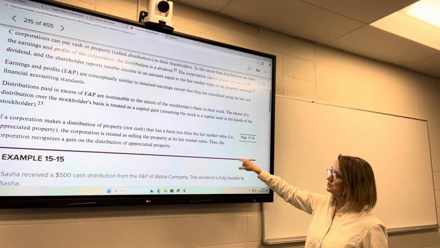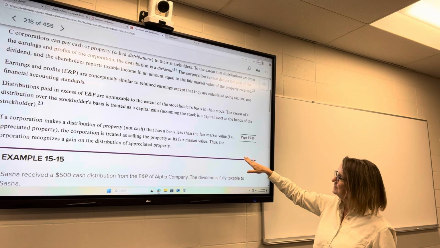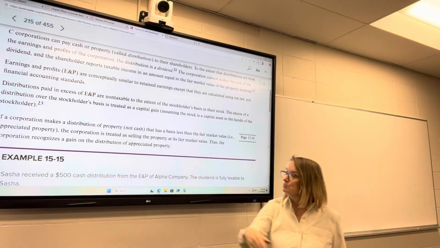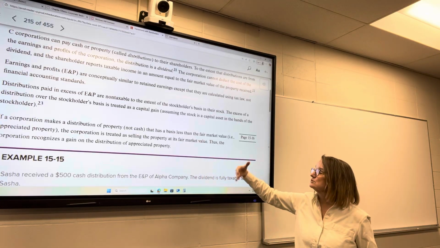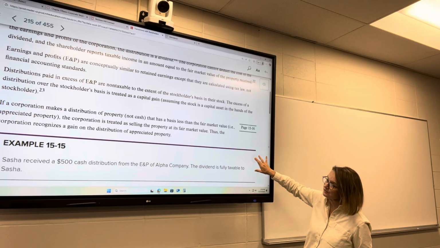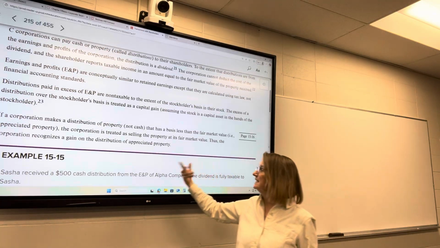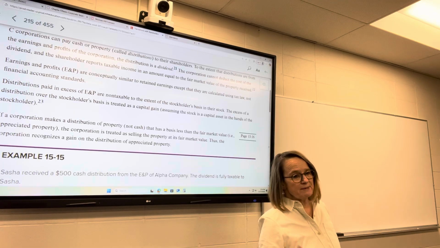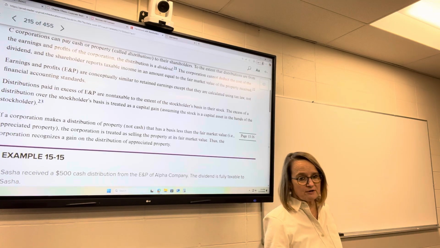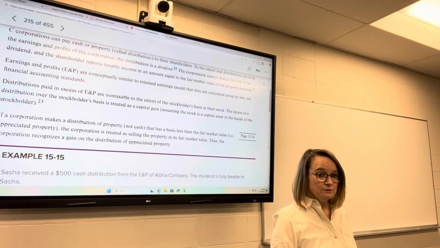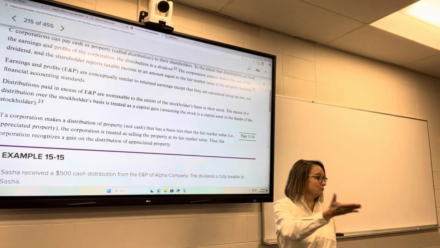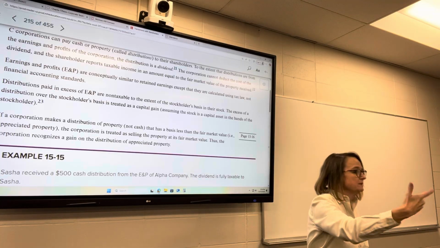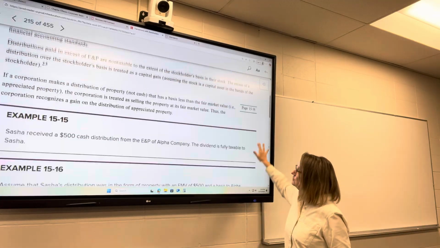If the corporation makes a distribution of property, not cash, with a basis less than the fair market value, so it's appreciated property, the corporation is treated as though it sold the property at its fair market value. The corporation would then recognize a gain on the distribution. So if they distribute a building that has a basis of $100,000 but a fair market value of $200,000, it's as though they sold it. They're going to have to recognize a gain, and the basis to the recipient is going to be $200,000.